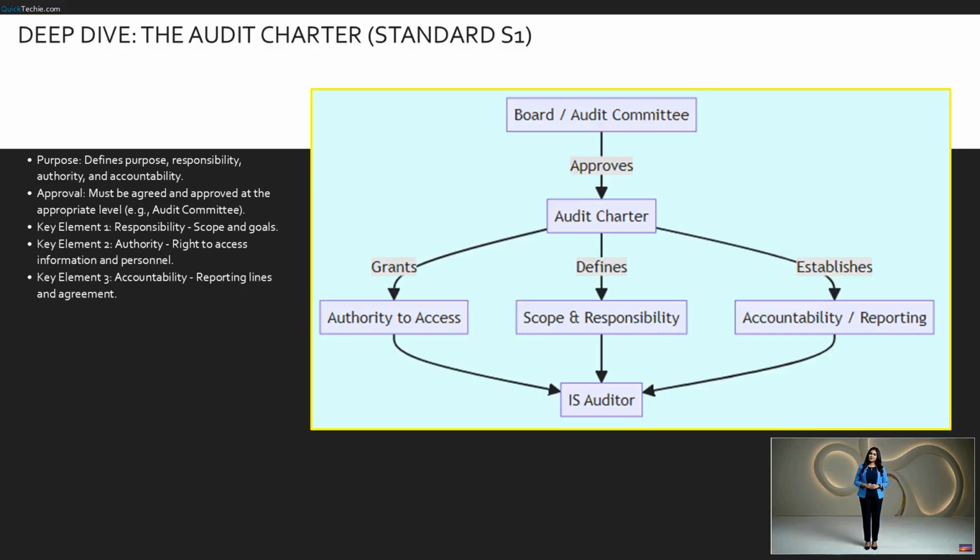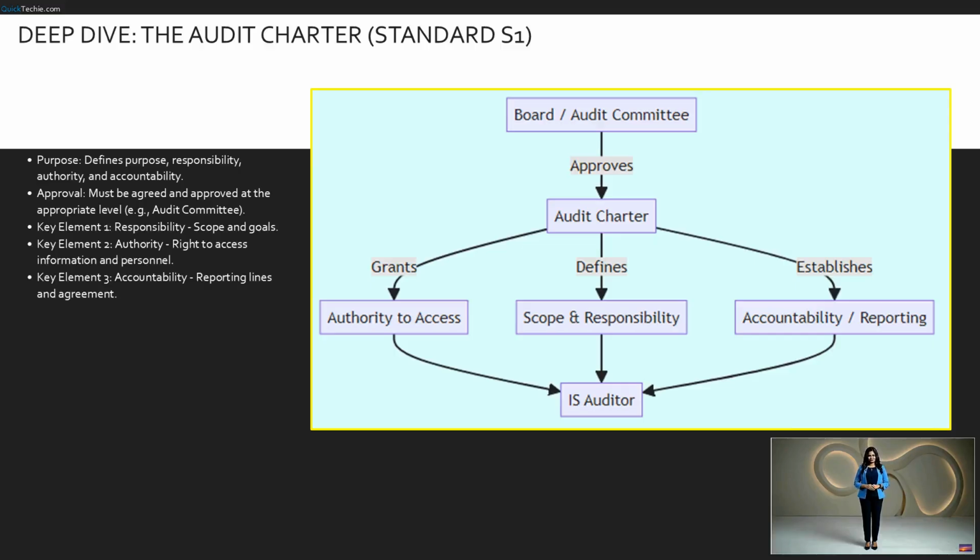It defines your responsibility. What are your goals? It grants authority, the right to access records, systems, and personnel. And it establishes accountability. Who do you report to? For external auditors, this is often handled via an engagement letter, but the principles remain the same.